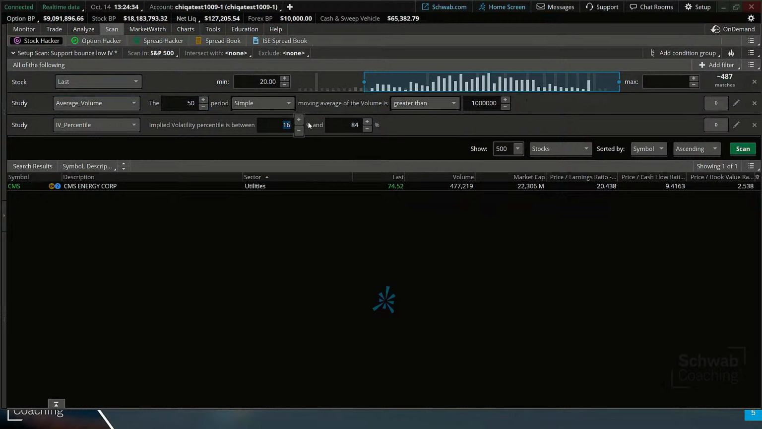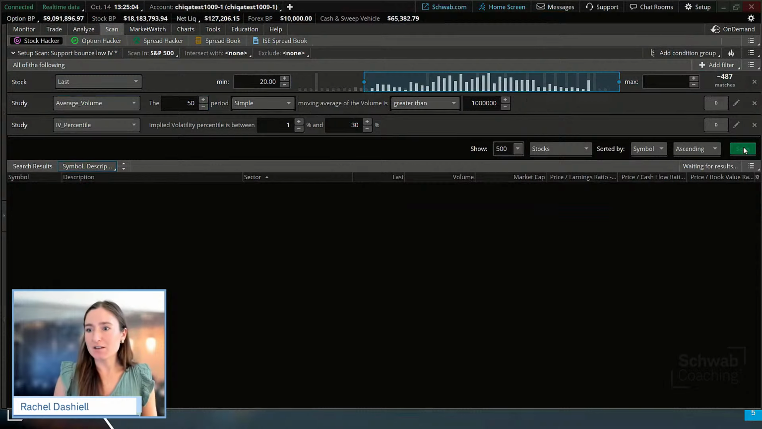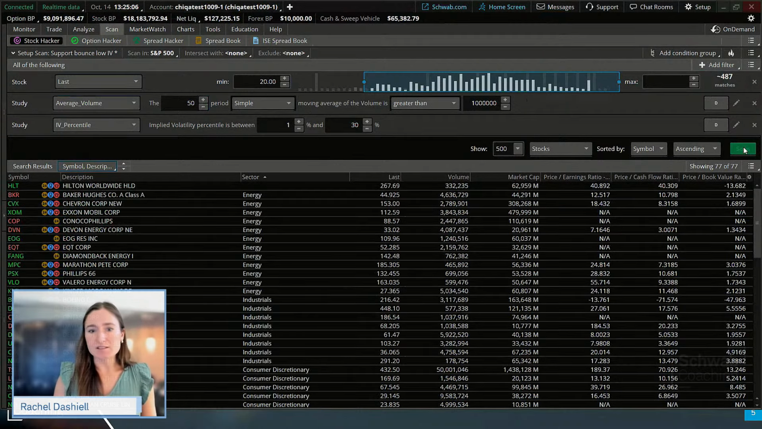And in this case, I just want to look at an IV percentile from 1 to, let's just say, 30. And in this market right now, just because we had that aggressive sell-off on Friday, we still have an elevated VIX. A lot of the S&P 500 is going to have a little bit more of an elevated implied volatility percentile. So I'm raising this to about 30% just to catch really within the lower third of implied volatility. So I'll just show you how many stocks meet that criteria once this loads here.